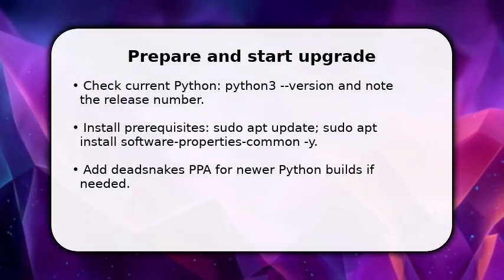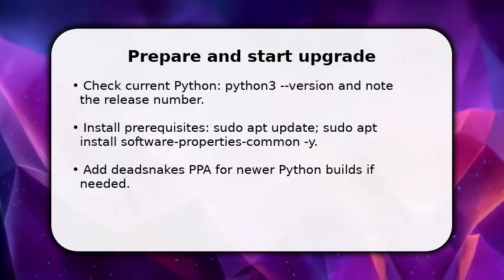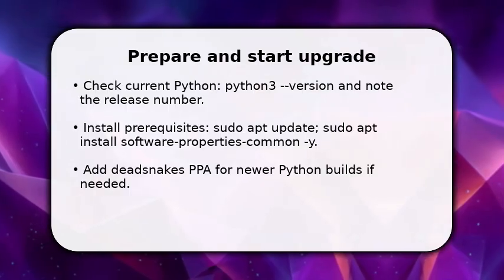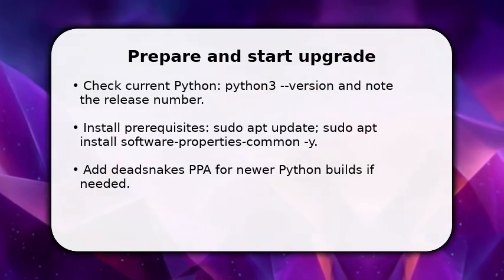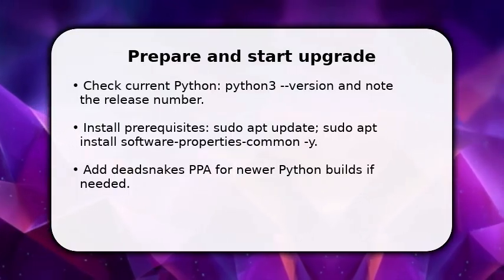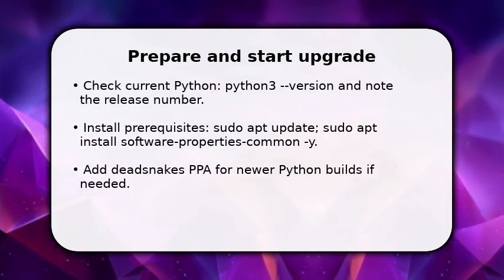Once done, add the Deadsnakes PPA to access official backports for Ubuntu. This avoids compiling from source and speeds the process. Make sure to explain why. PPAs provide tested binaries for your Ubuntu release, preventing dependency nightmares later.